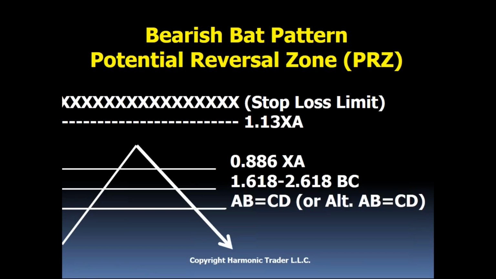The bearish bat potential reversal zone typically will have that 886 as the highest number in the zone. But as soon as that's tested, and as long as we have a minimum equivalent ABCD, we know that we have a reversal in the works. Stop loss goes right above that 1.13 XA extension.